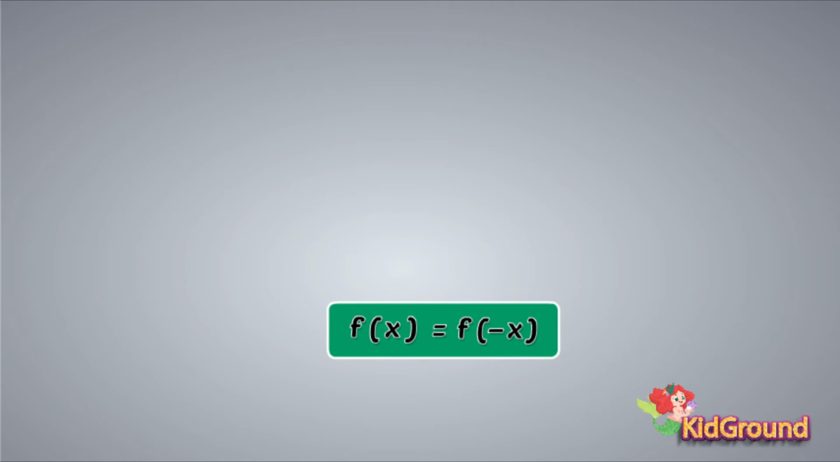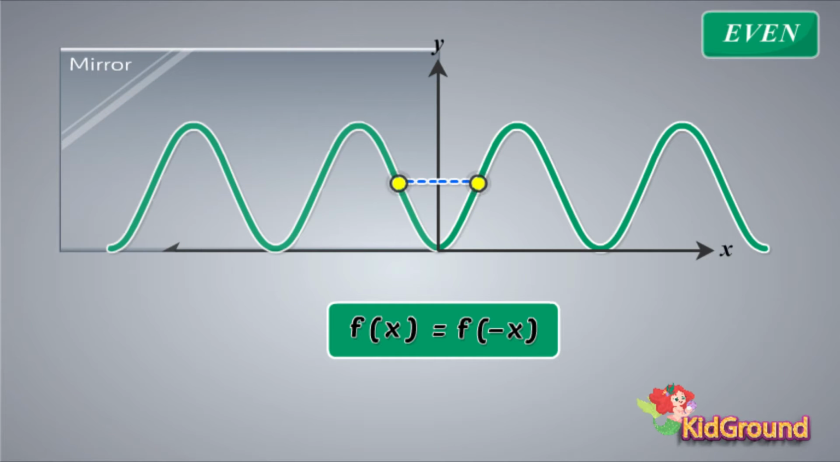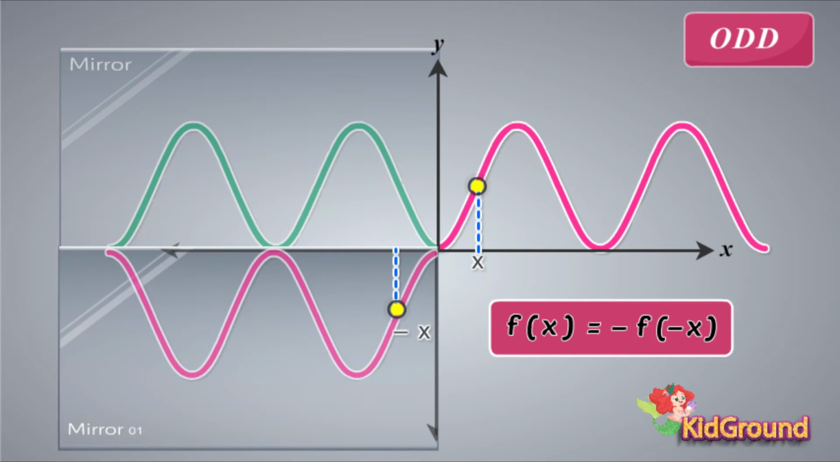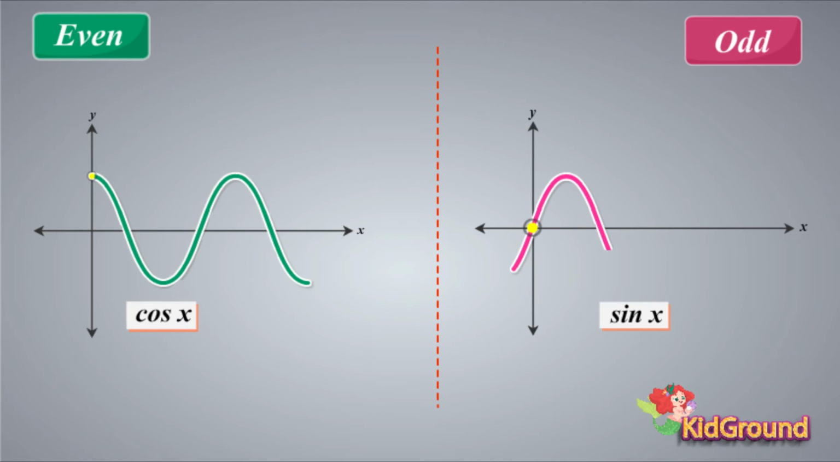Graphically, its interpretation is much simpler to remember, because an even function is symmetrical about the y-axis only, while an odd function is symmetrical about the origin. Easy examples to contemplate with this concept are cosine and sine functions.